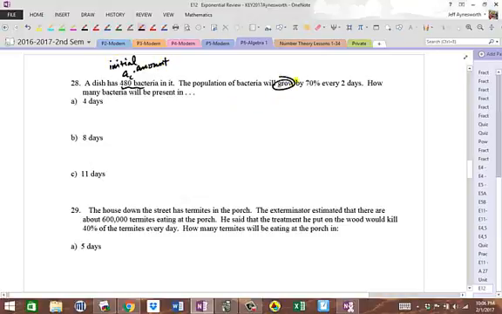Population will grow. So this is a growth function. So already I know I'm going to be using A sub I times (1 plus r) raised to the t power because it's a growth function. And here's your time period right here, and it gives you the value of r. So we got r is 70%, all right, which is 0.70, or you can say 0.7. Every 2 days, that is your time period.